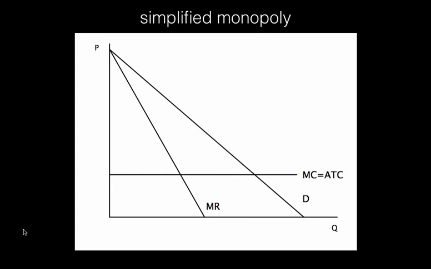So sometimes you'll see a simplified version of monopoly where instead of having the rising marginal cost and the normal U-shaped ATC curve, what we did here was just assume constant marginal cost, which we really assumed with our natural monopoly as well. But here we made it even simpler, because we just said this is equal to ATC, which means that we're assuming there's no fixed cost. So again, not realistic, but this gives you a very simple monopoly graph.